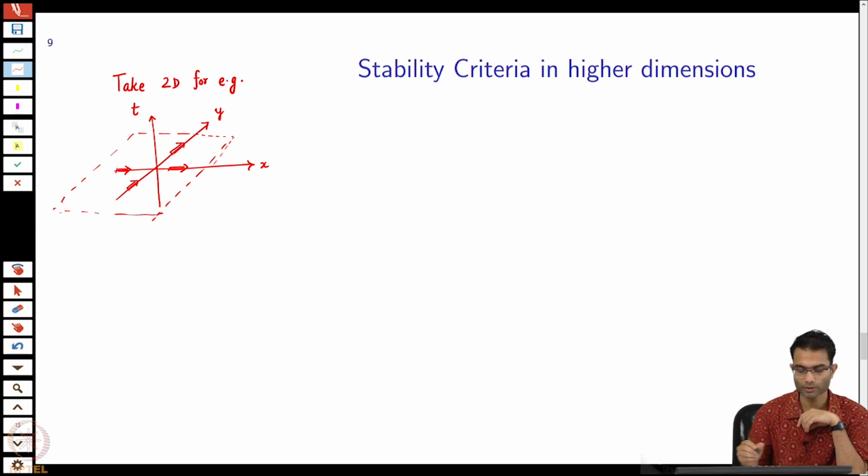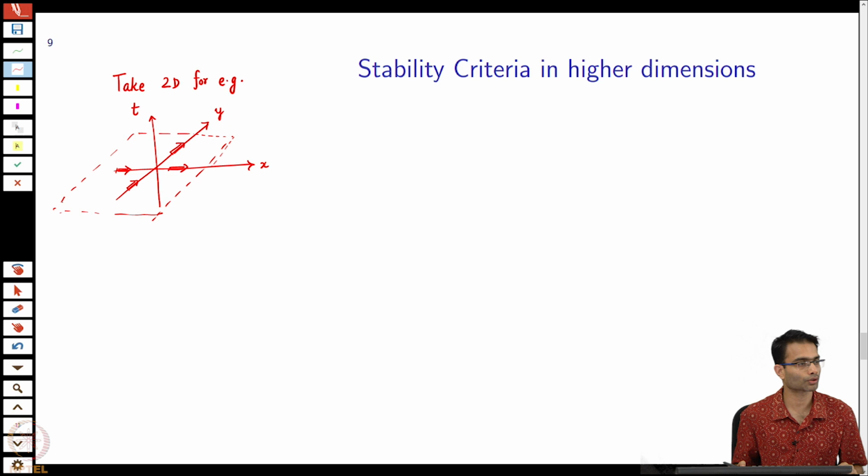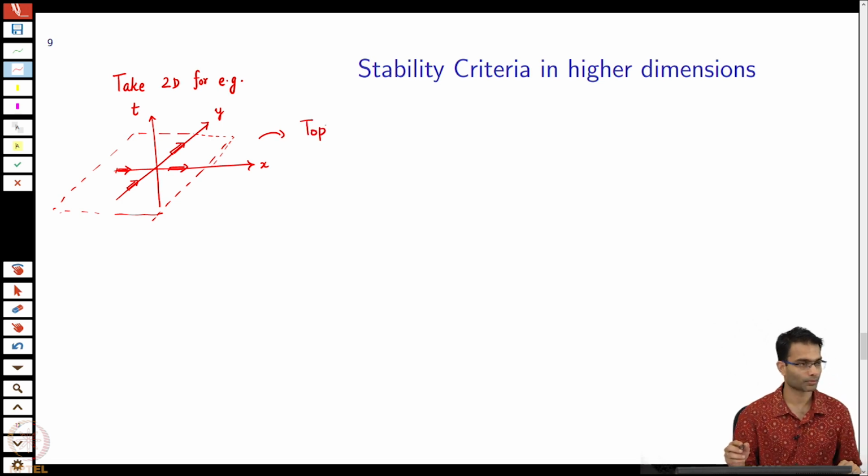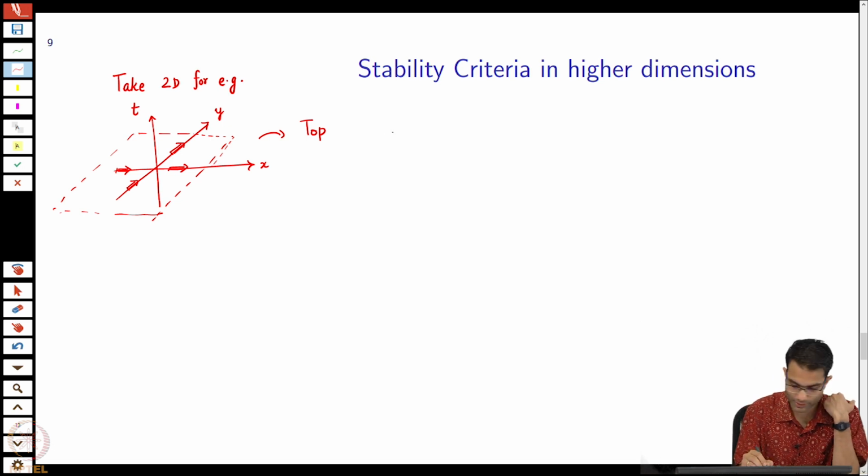So how many E cells have I drawn? 1 or 4? 4 E cells is what I have drawn. Okay. So yeah, there's only so much we can go from here. So let's look at the top view. Okay. So top view of this same thing, what does it look like? So I will draw this here.